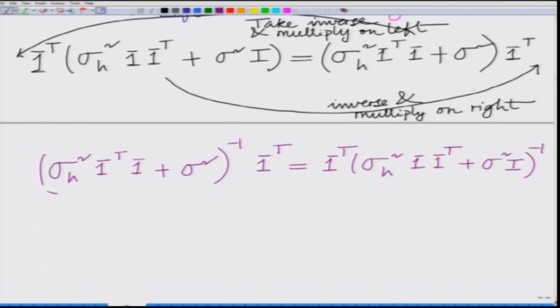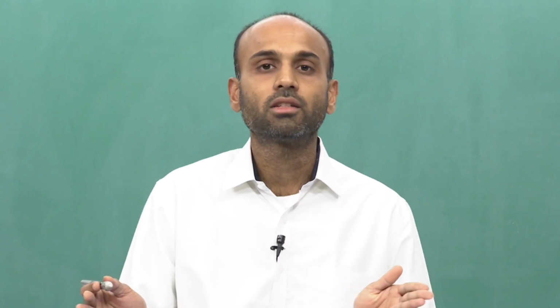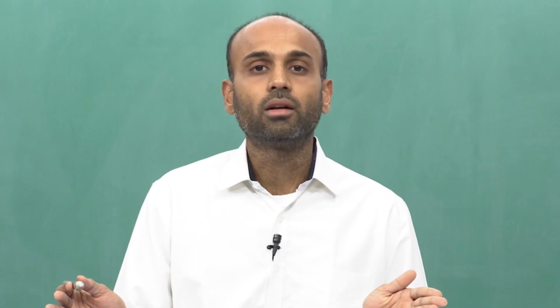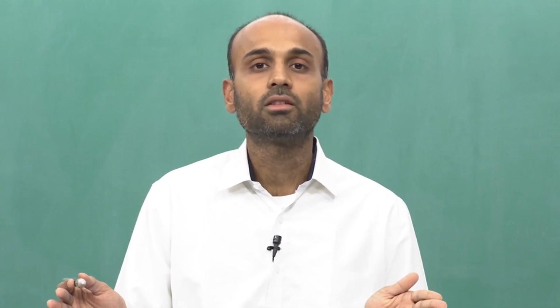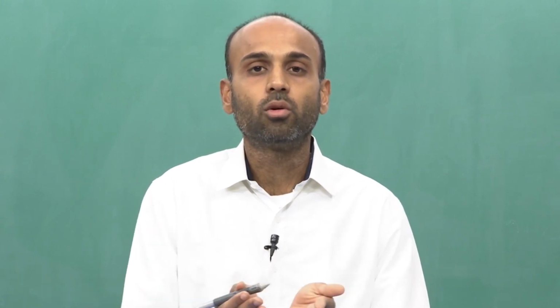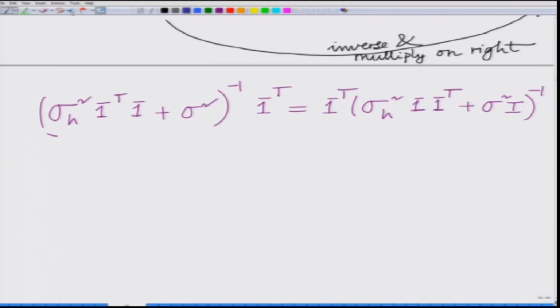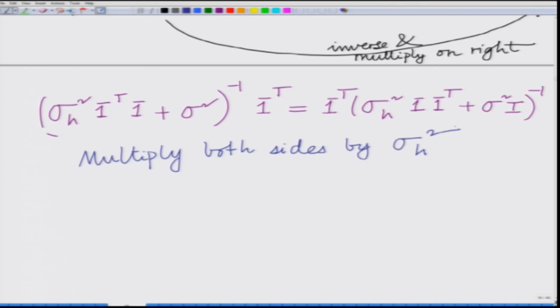Now, what I am going to do is multiply both sides by the scalar quantity sigma h square, which is the prior variance of the parameter h. I am multiplying the left-hand side and right-hand side by the scalar quantity sigma h square, and of course the equality remains unchanged because we are multiplying both sides by the same scalar.